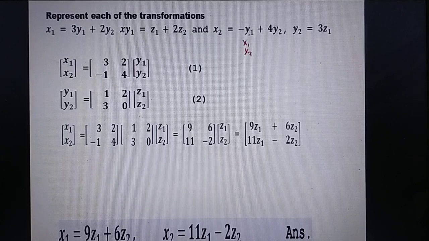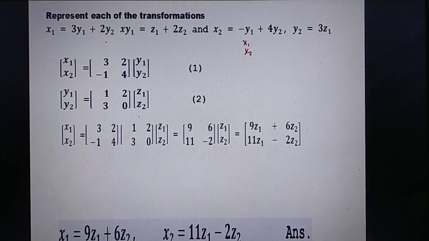Then for the y, we have y1 and y2, and also for z1 and z2. So for x1, we have to collect the variable with the same term. So x1 and x2, we transform it into a column matrix. Then x1 and x2 is represented by y1 and y2. Then another x is y1 and y2.